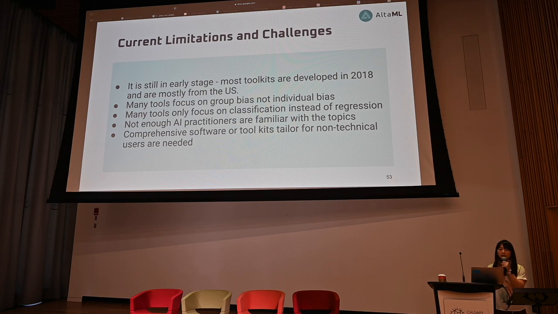Another problem is that many toolkits focus on group bias, not as much on individual bias. Previously, I mentioned group fairness metrics versus individual fairness metrics. It's easier to build toolkits to address group bias issues, and less so for individual bias, but that doesn't mean it's not important.